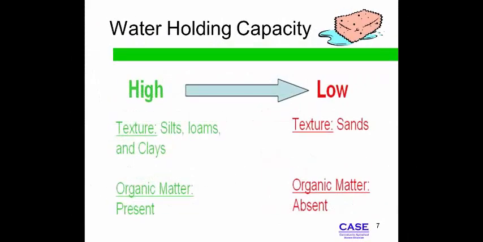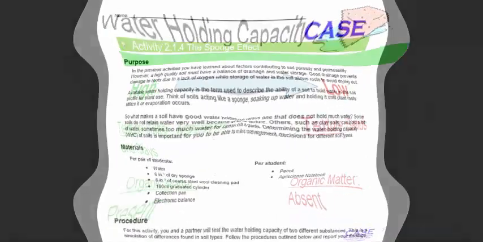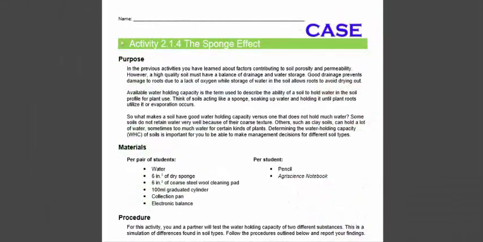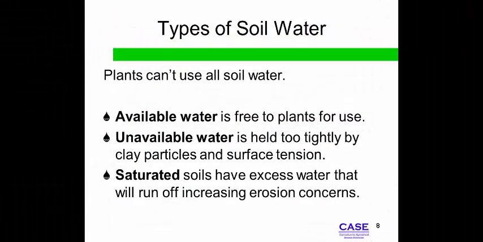Water holding capacity depends mainly on texture and is improved by organic matter. Understanding the relationship between water holding capacity and organic matter will also provide clues for determining the quality of a soil. The analogy of the sponge representing water holding capacity will be used as part of Activity 2.1.4, the sponge effect. Water is important for plant growth and maintenance.